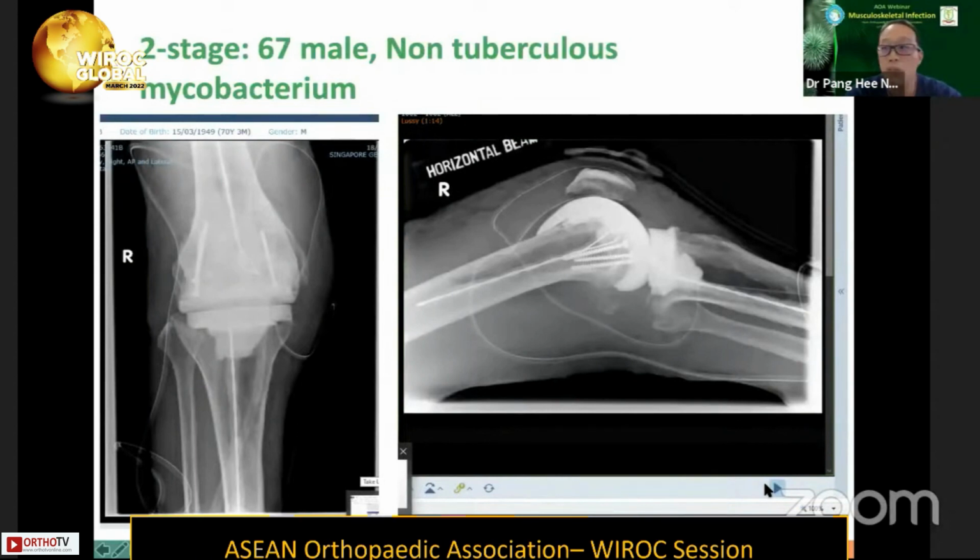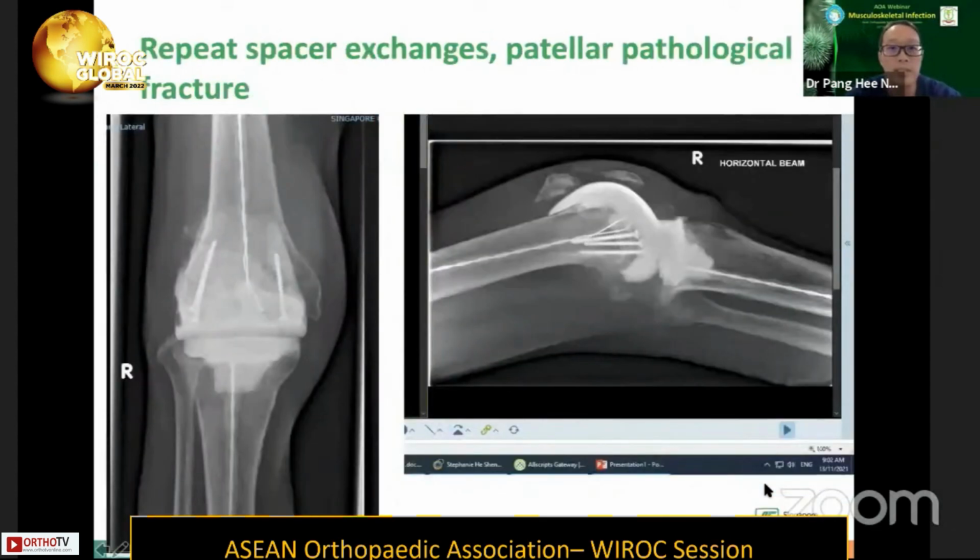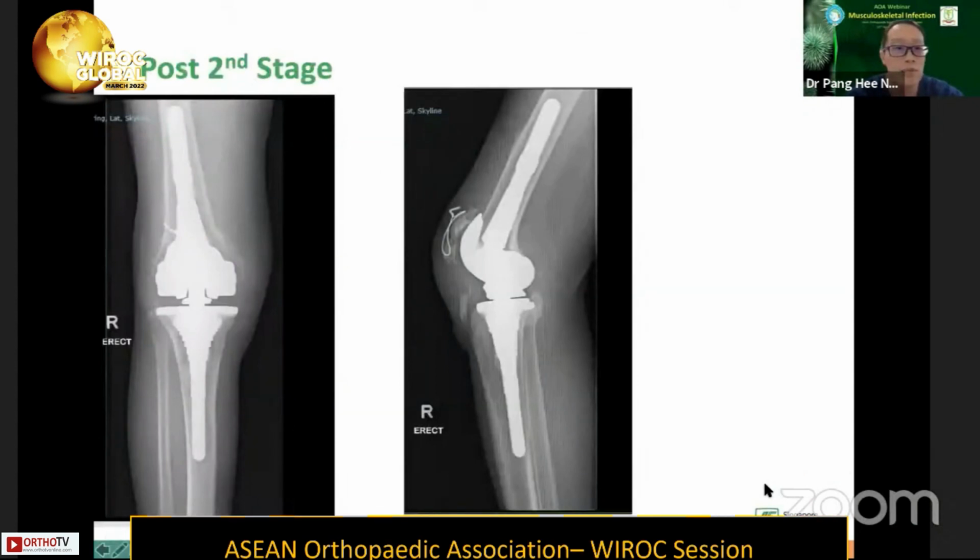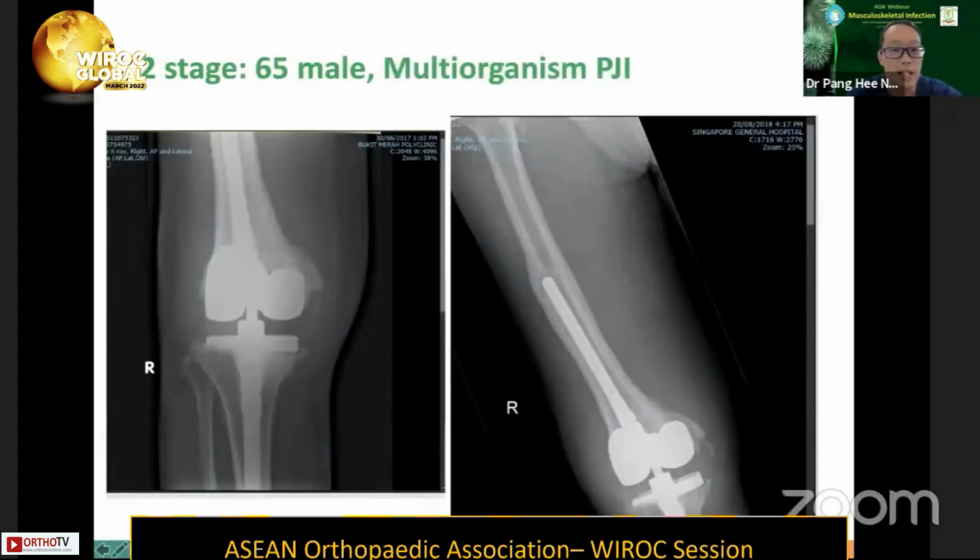Now, so the following patients will require 2-stage. 67-year-old patient with non-tuberculous mycobacteria. This is a very aggressive bacteria, very different from your TB bacteria. This non-tuberculous mycobacterium will require multiple repeat spacer exchanges. And you see, even with the repeat spacer exchanges and the IV antibiotics, he developed patellar pathological fracture from infection. So this patient required a year of antibiotics, repeat stage 1s, before we finally put in the revision implants.